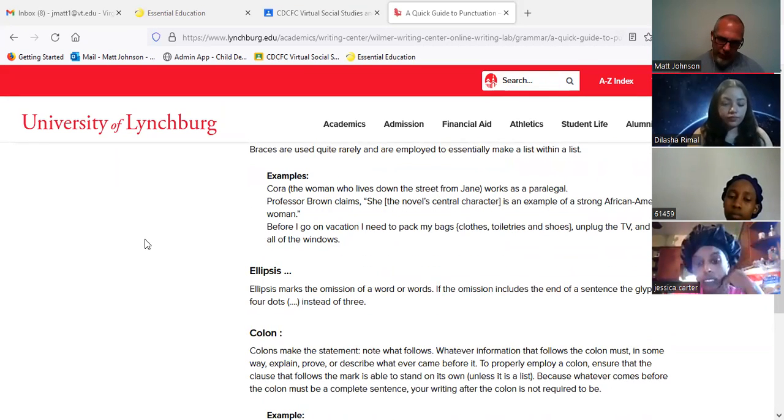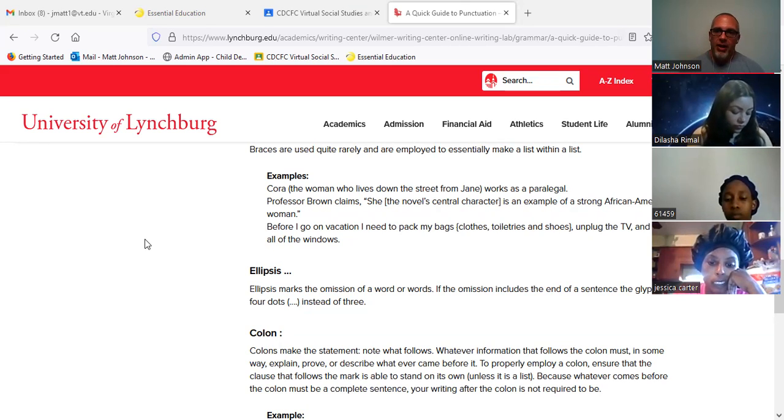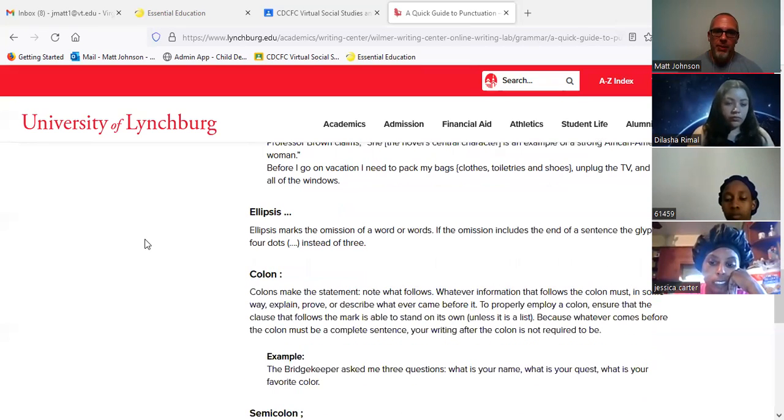A colon, really important too. So colons make the statement, note what follows. Whatever information follows the colon must in some way explain, prove, or describe whatever came before it. So a lot of times it sets off information. It'll set off a list of items. And as I said, to properly employ a colon, ensure that the clause that follows the mark is able to stand on its own, unless it is a list, because whatever comes before the colon must be a complete sentence.